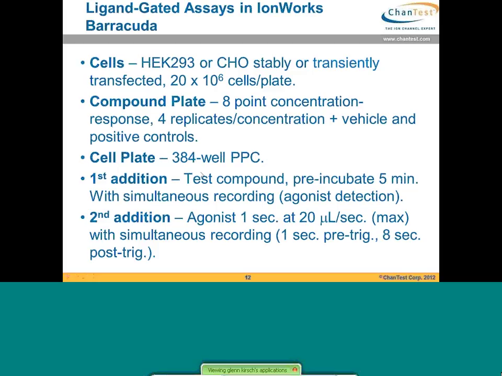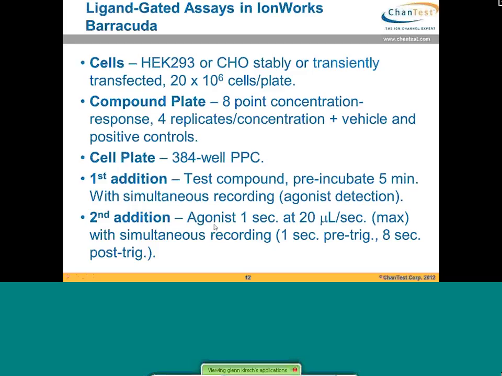We're doing two additions in these experiments. First addition is, in most cases, to pre-incubate with the test compound for 5 minutes, and we can do this with simultaneous recording, and so we can detect the agonist effect of test compounds. Then the second addition, we would apply the ligand for 1 second at a high, adjustable rate, and look at the effect of the test compound then on the activation by the ligand.